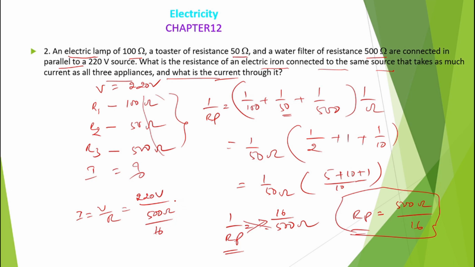So this we again have to simplify. I will write here 220 volt into 16 divided by 500 ohm. This is I. If we simplify this, you will get around 7.04 ampere. So this is the answer.